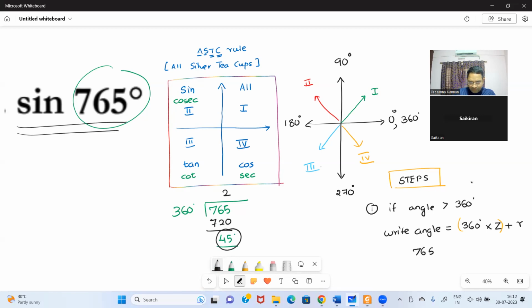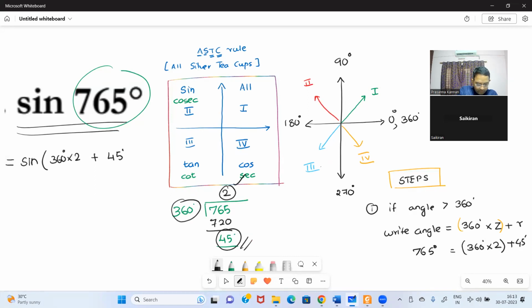So what is the angle in this example? 765 degrees. I have to write it as 360 into the quotient, which is 2, plus 45. Understood? Okay, that is the first step. So sine of 765 can be written as sine of 360 into 2 plus 45.